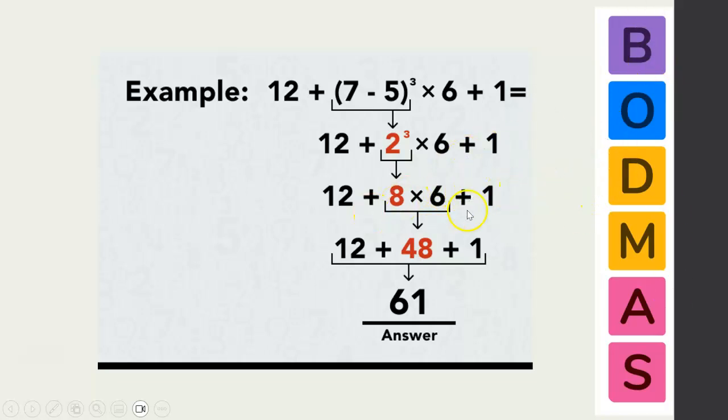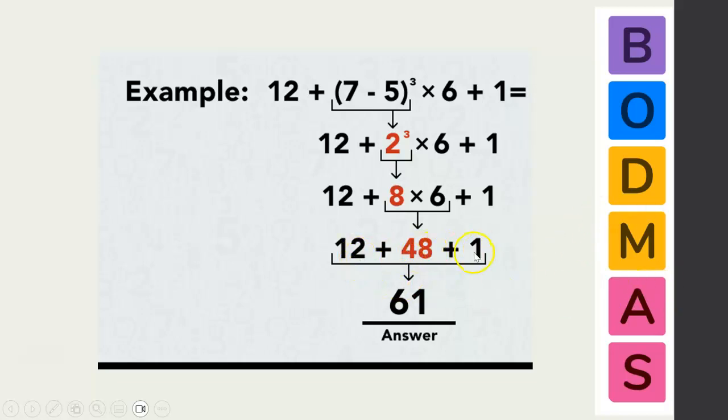BOMDAS. Do I have any brackets? No. Do I have any orders or indices, powers, whatever you want to call them? No. Division? No. Multiplication? Yes, I do. So I'm going to do some multiplication. So I have 12 plus 8 times 6. So I'm going to do the 8 times 6. 8 times 6 is 48. So I have 12 plus 48 plus 1.